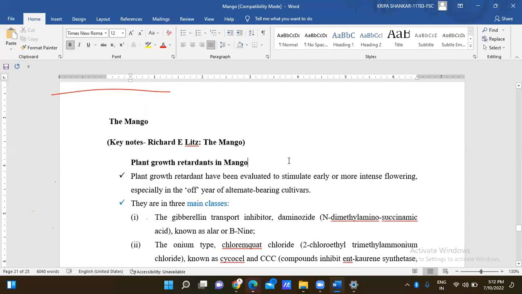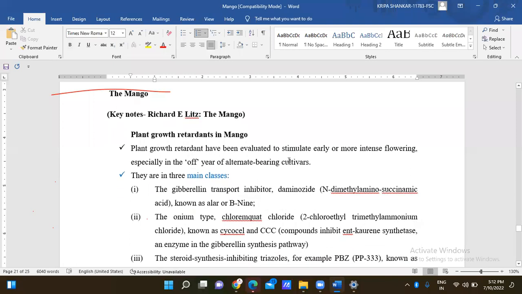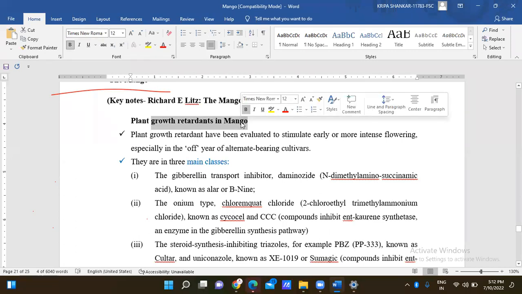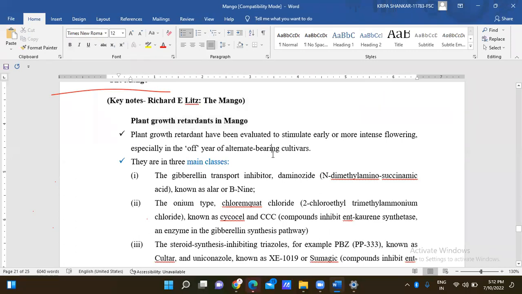Some points are also there. In the case of mango, please mute yourselves, all of you who are unmuted. Plant growth retardant is most commonly used. What you have to read is how gibberellin transport is inhibited.